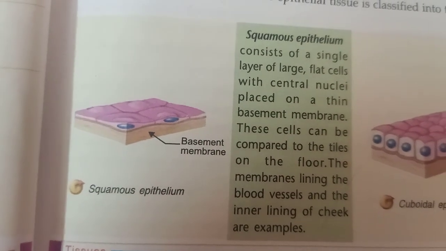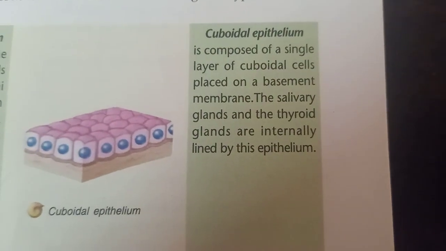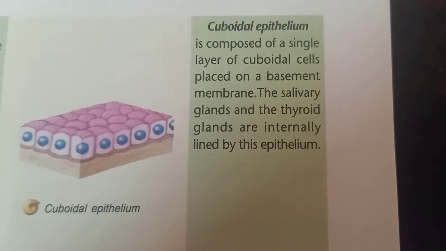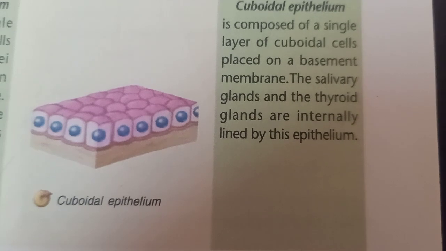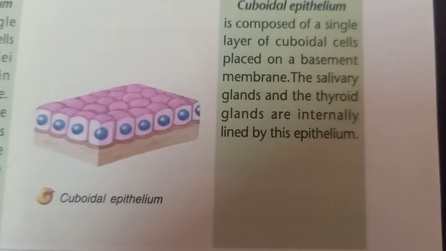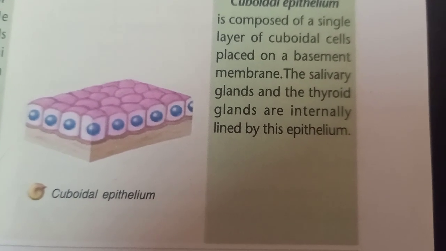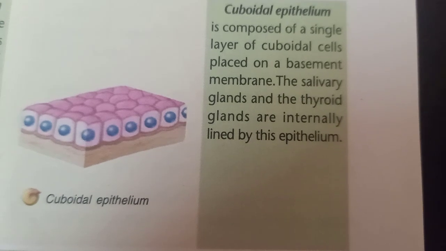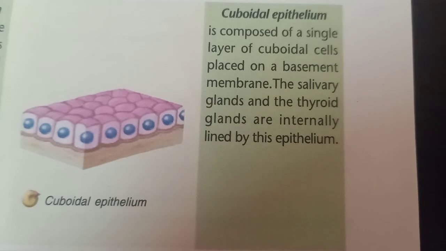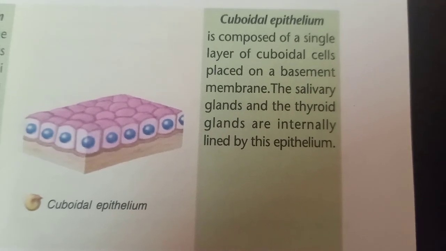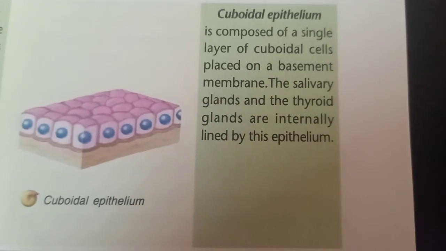Now we study the second one, and the second epithelial tissue is cuboidal epithelium. It is composed of a single layer of cuboidal cells. You can see in the picture that these cells are cuboidal in shape, and they are placed on a basement membrane. The salivary glands and the thyroid glands are internally lined by this epithelium. So here you can see this cuboidal epithelium is present in the salivary gland and in the thyroid gland.